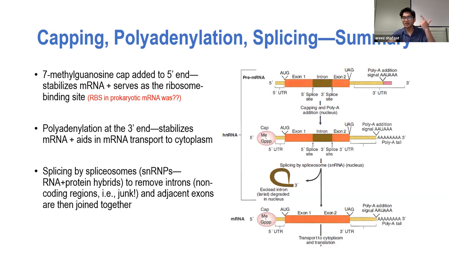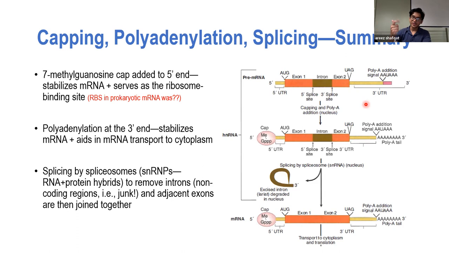The second thing is polyadenylation. Polyadenylation begins at the 3' end. Basically you add loads of adenine to the 3' end. So the first step was capping at the 5' end. The next step is polyadenylation, or adding loads of adenines at the 3' end.